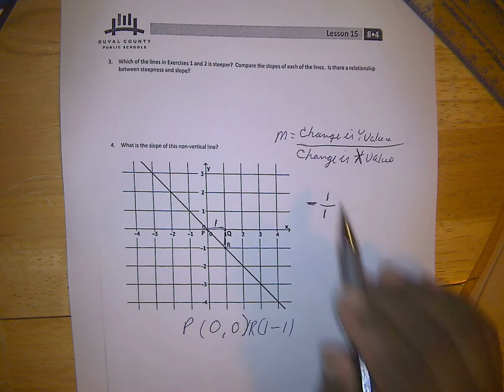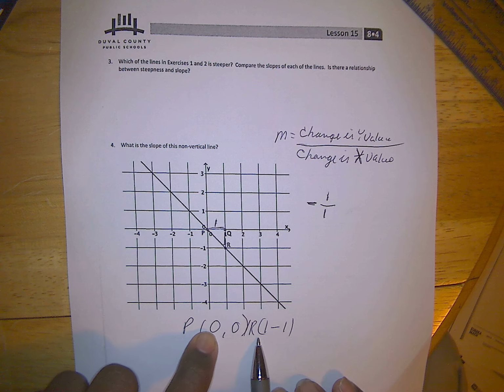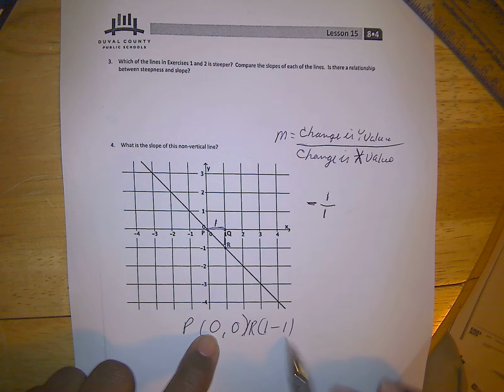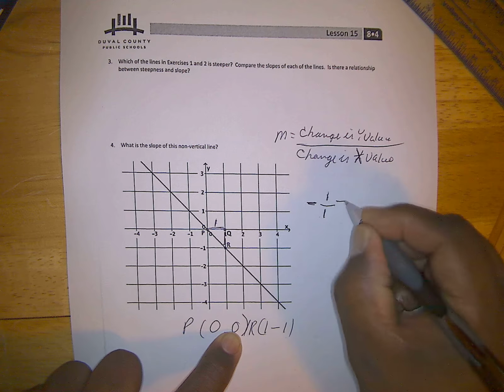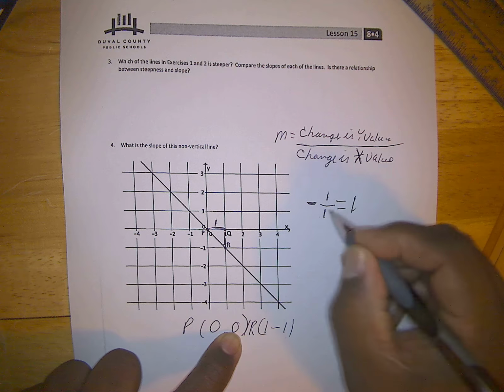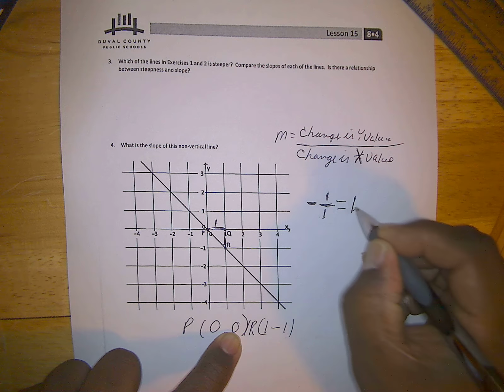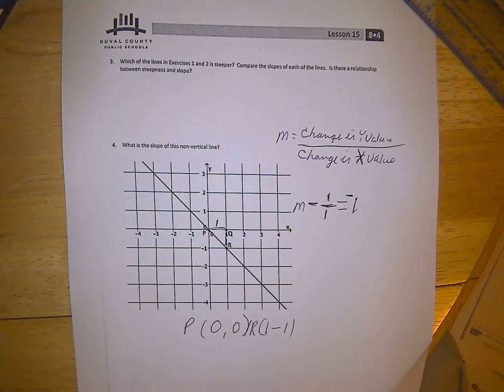Now, technically, if you want to go with the x number first, because they're going P to Q, we went from 0 to 1, which is how much? 1. From 0 down to negative 1 is how far? Negative 1. So we have negative 1 over 1, or just negative 1, because whenever you see a fraction, you're actually looking at division. So 1 divided by 1 is 1. So the final answer is negative 1. So you write m equals negative 1.